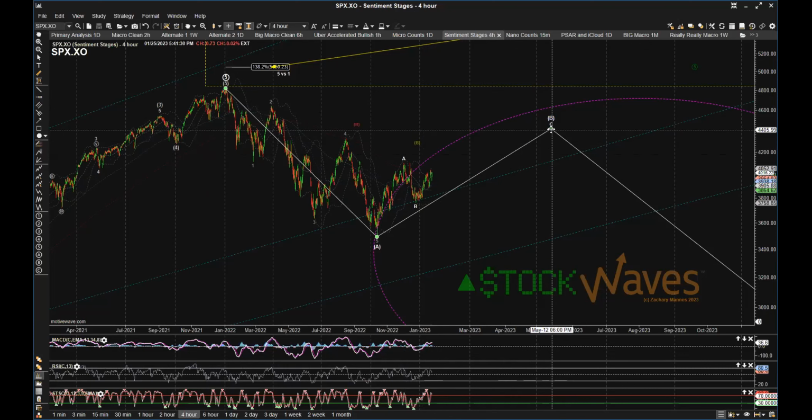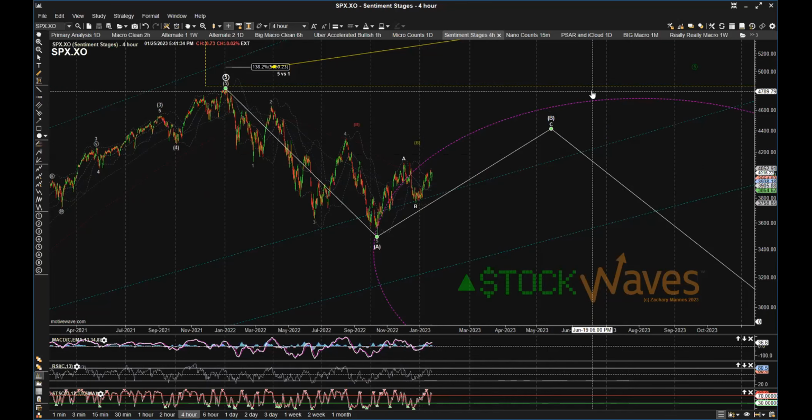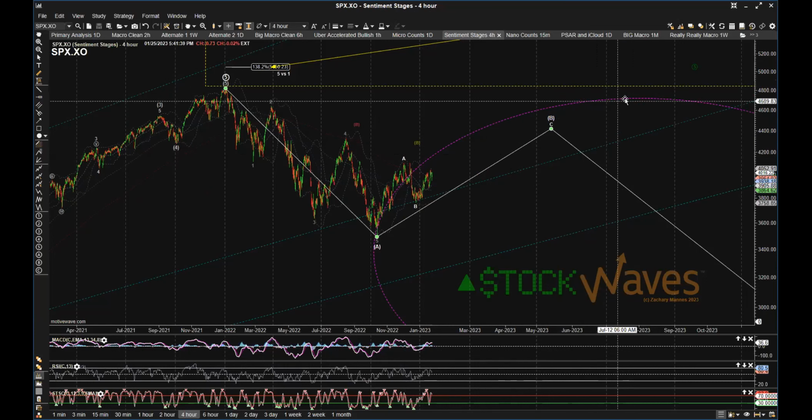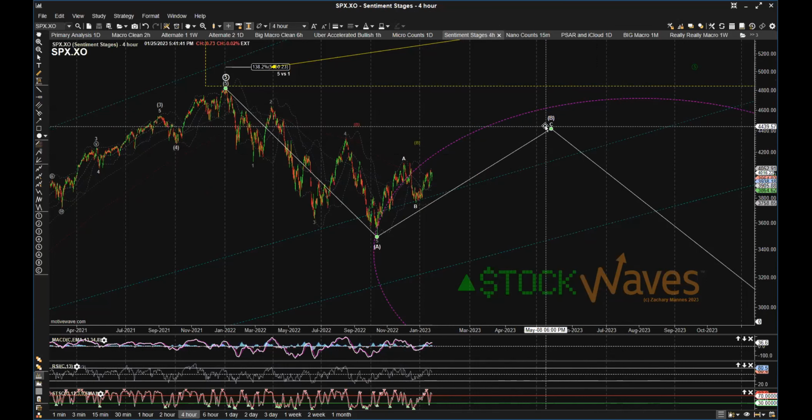Particularly if we get all the way up towards the 4,400 region. At that point, there's going to be a lot of people clamoring for continuation of the strength to new all-time highs, which it might actually do, but I just don't think that that's the reliable portion of the swing.